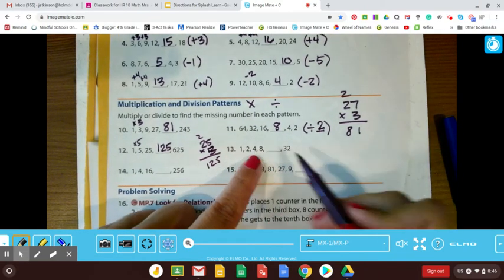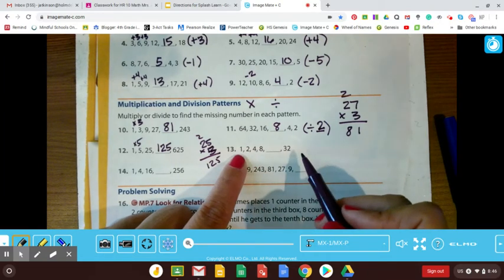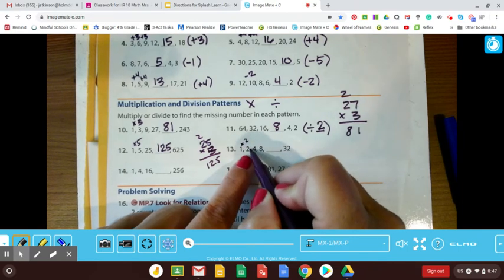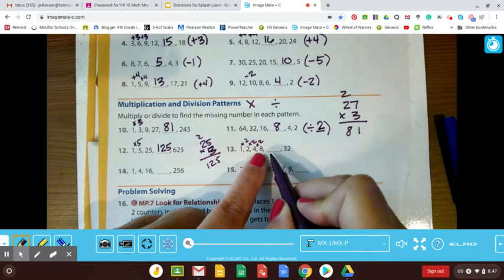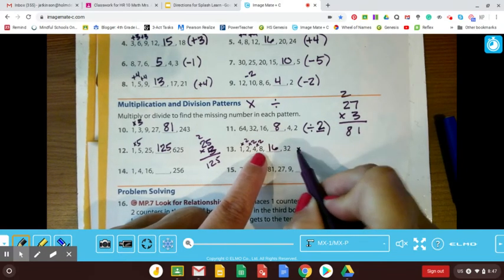1, 2, 4, 8. I notice a lot of even numbers here in this pattern. 1 times 2 is 2. 2 times 2 is 4. 4 times 2 is 8. 8 times 2 is 16. Our rule was times 2.